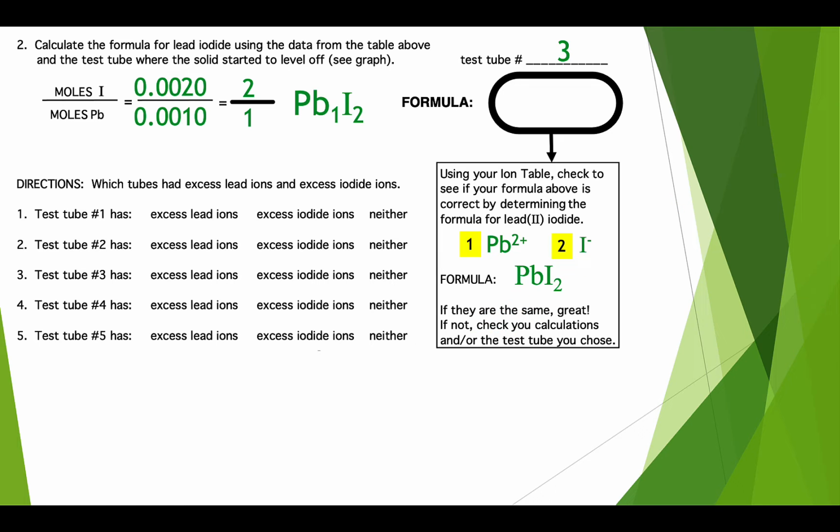The formula we determined experimentally matches what we should have gotten using the ion table. That means we had good laboratory technique. So let's take this a step further. The next question asks, which test tubes had excess lead ions and which test tubes had excess iodide ions? Let's go back to that data table and look at this a little bit more carefully.